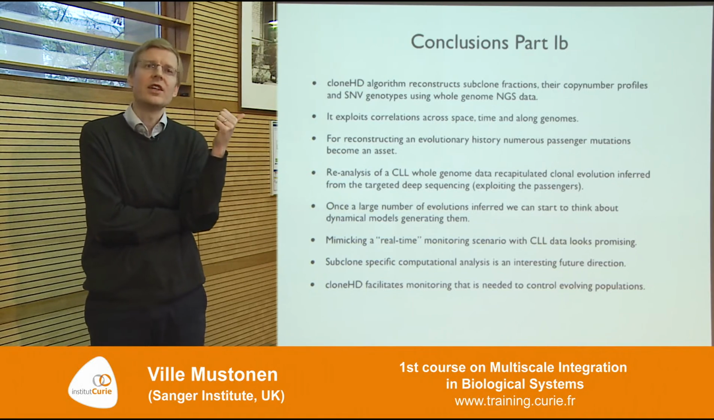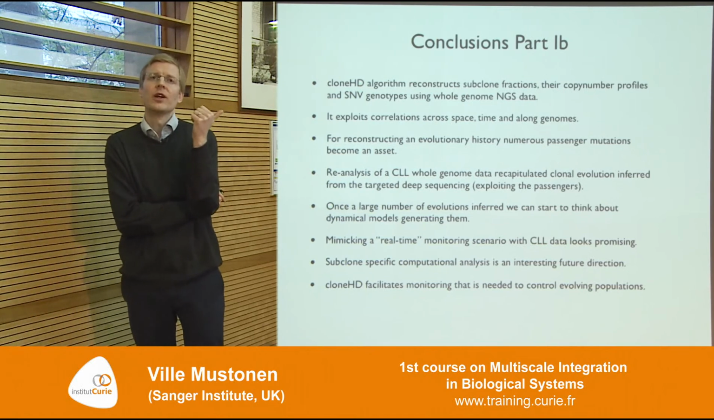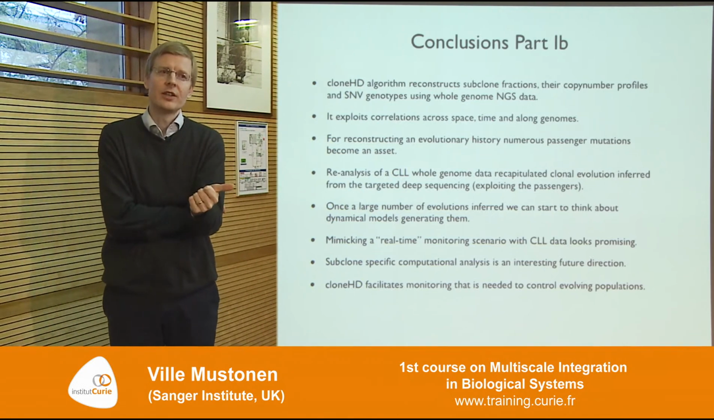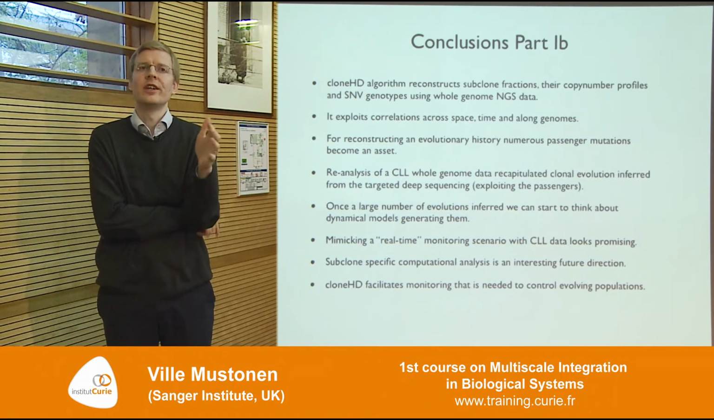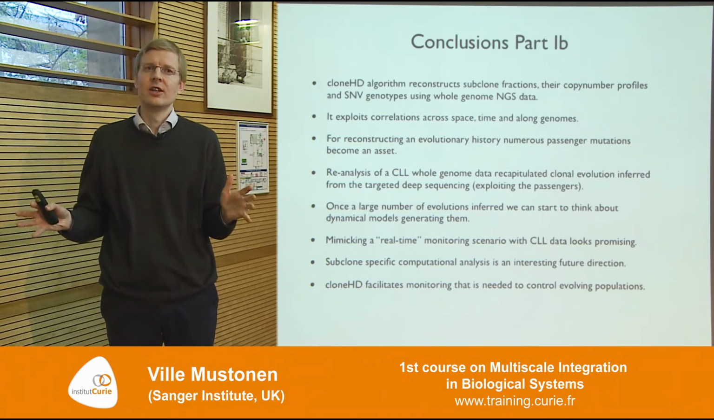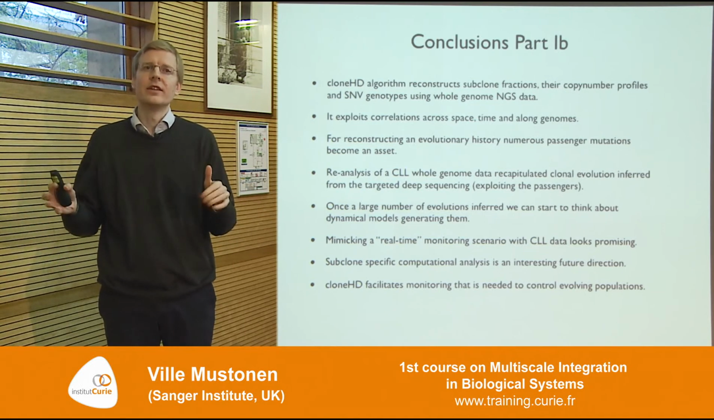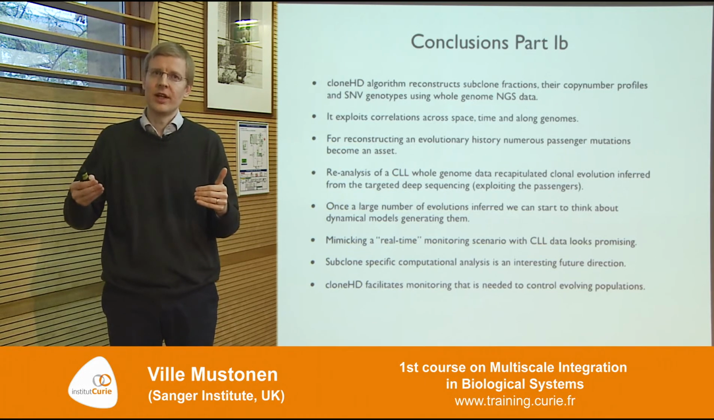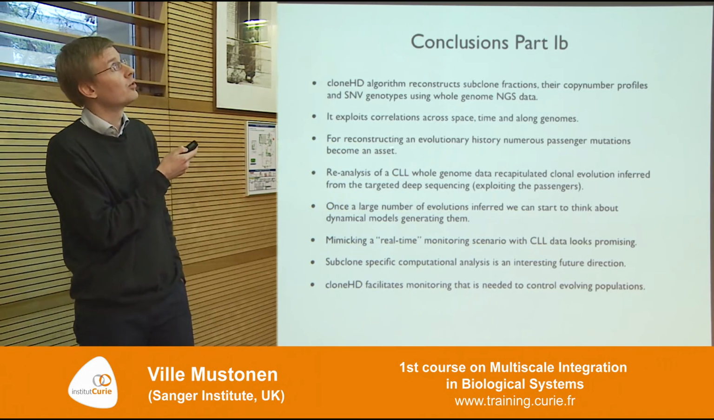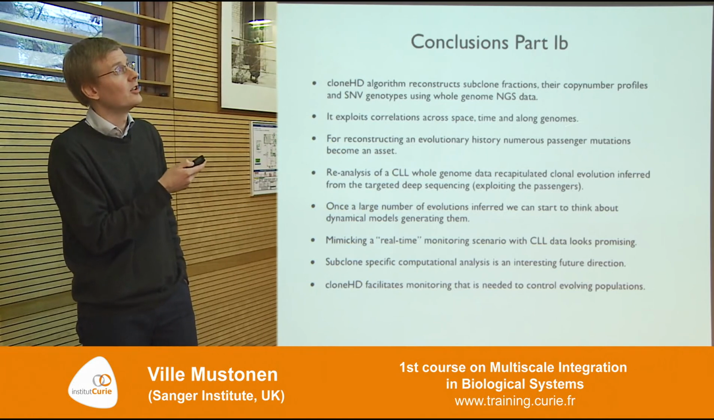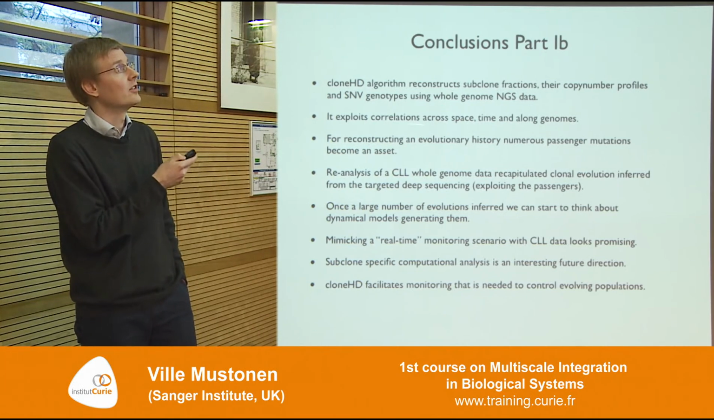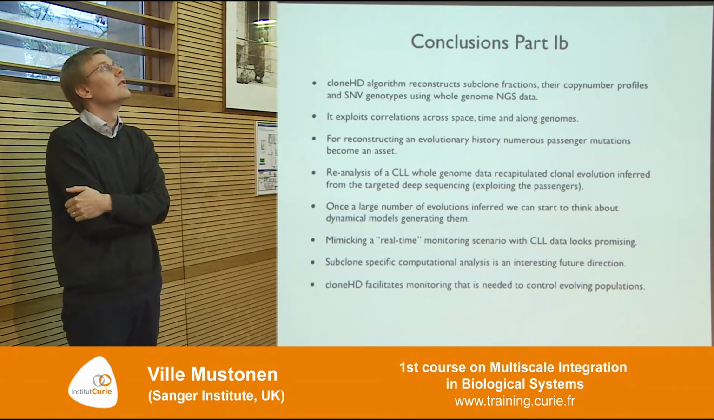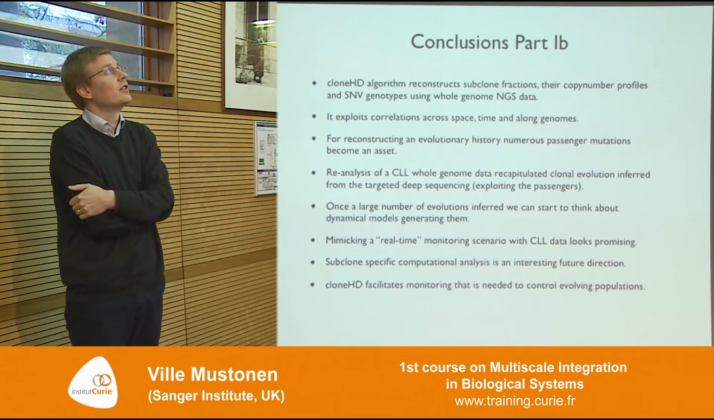However, what we have here is a different problem, because we want to see who is there in the population. We are better off with many mutations, because we actually use all these passenger mutations and their joint movement to deduce what kind of cells are in the population. So in fact, for this problem, the passenger mutations become an asset. So that's an interesting change of fortunes there.